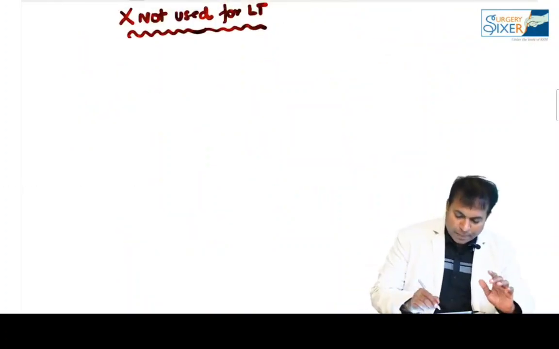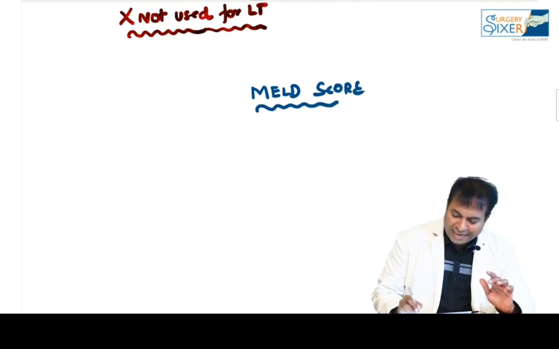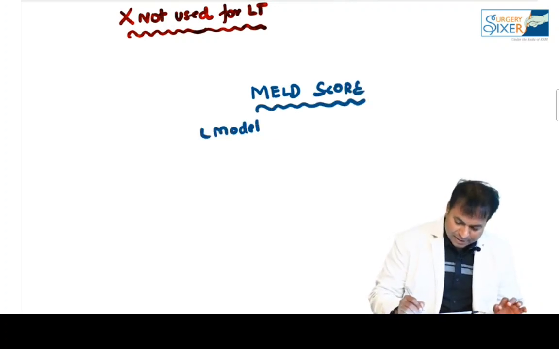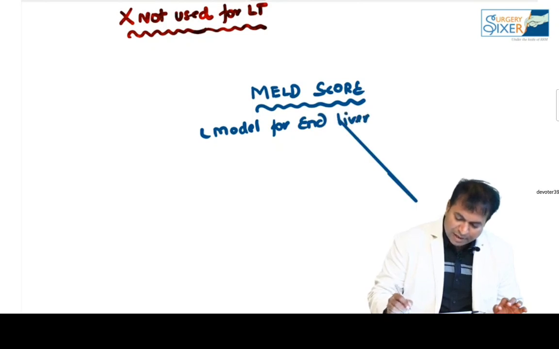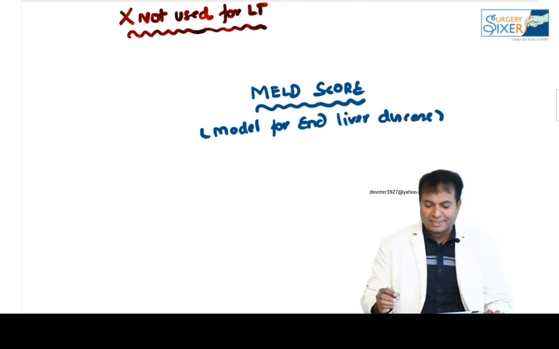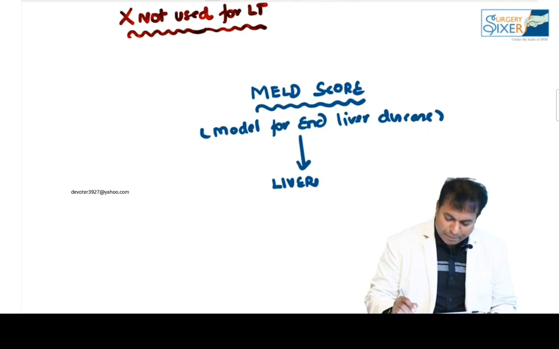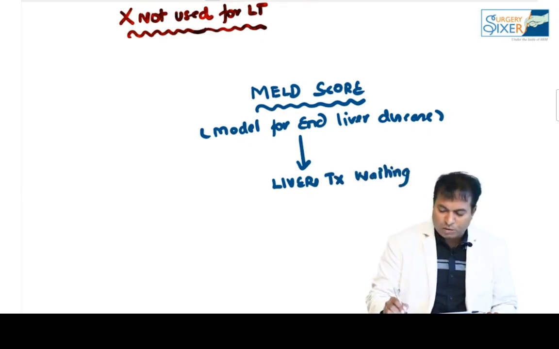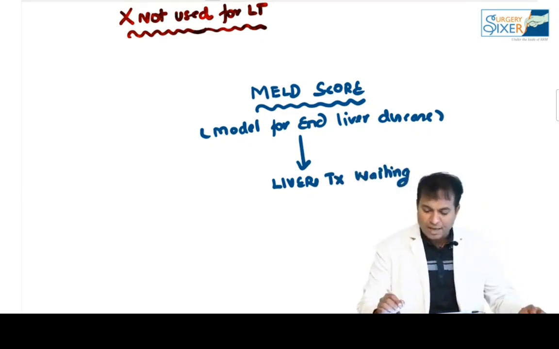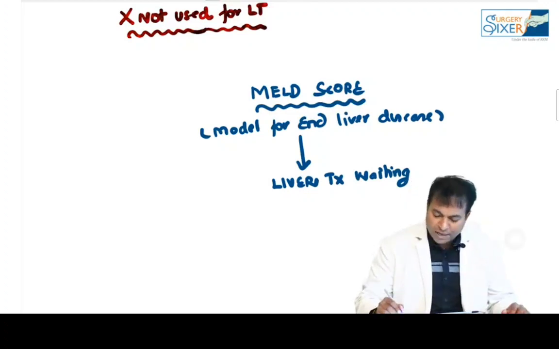Now the next scoring is the MELD score, model for end stage liver disease score. This is a score we have to remember for the exam. This is the scoring of choice for the liver transplant waiting list. Previously this score was used for following TIPS prognosis, but later on it became a very nice scoring system used for the waiting list of liver transplantation.